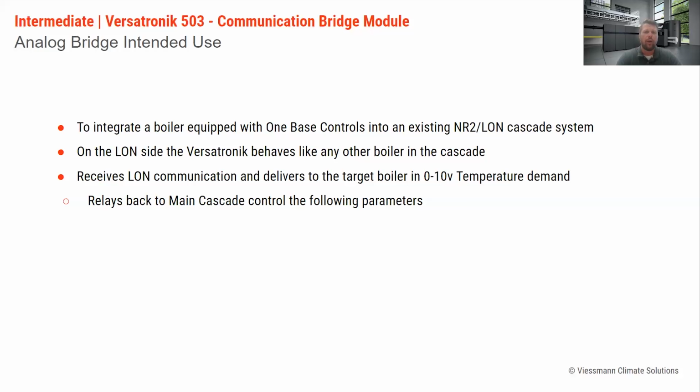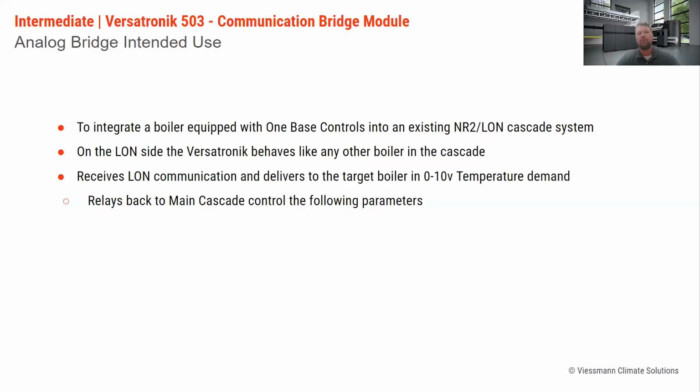Now the Viessmann 100E series also does have one base controls in it. However, that's not a cascaded boiler, nor does it have LAN communication. So this is going to be for that 200 series and the CI2. And we're going to put these in when we're retrofitting and maybe only have to replace one boiler, so we can make sure that we can communicate between those two different communication protocols.